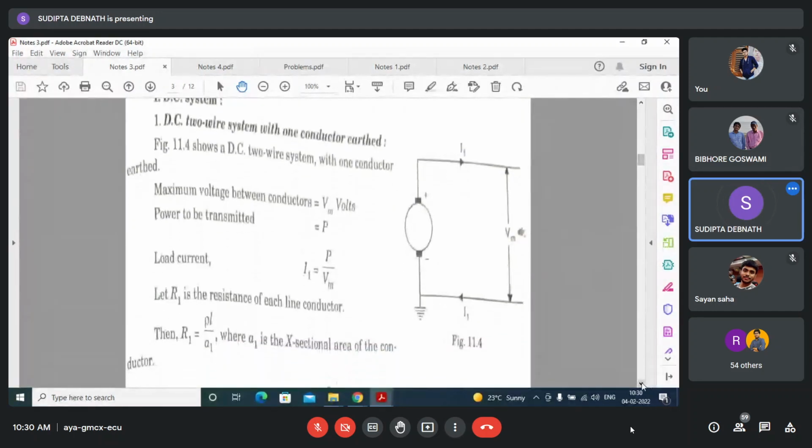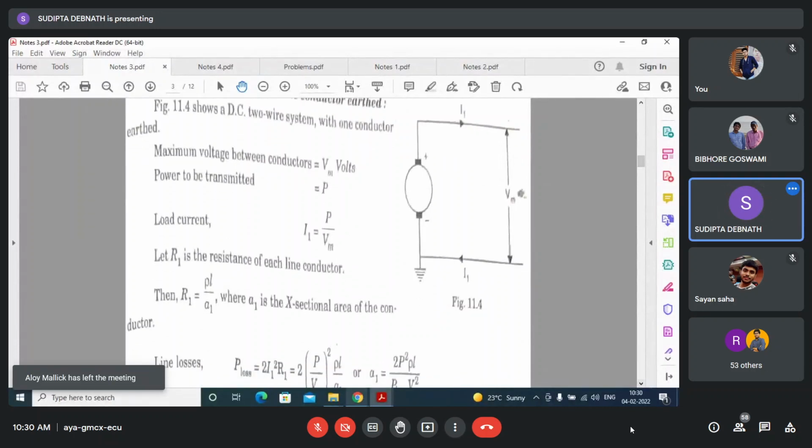Now what is I1? What is power loss? Power loss will be 2I1 square R because two conductors are there. The loss will occur in both the conductors. So it will be 2I1 square R. And what is R1? R1 is rho L by A.